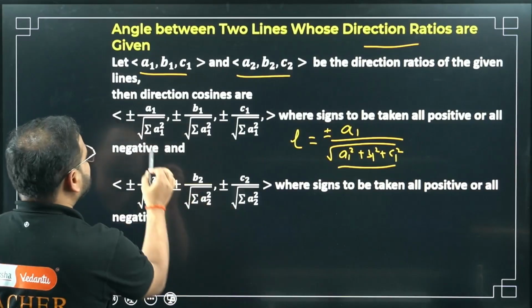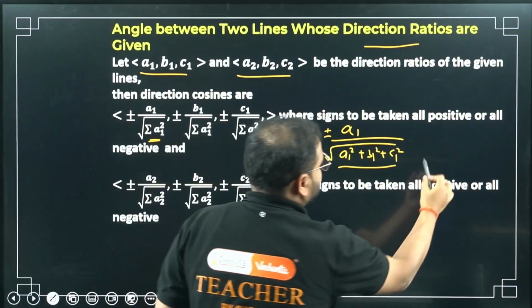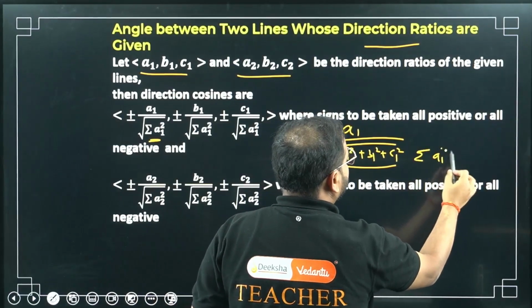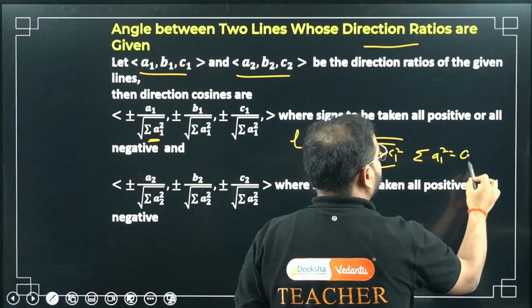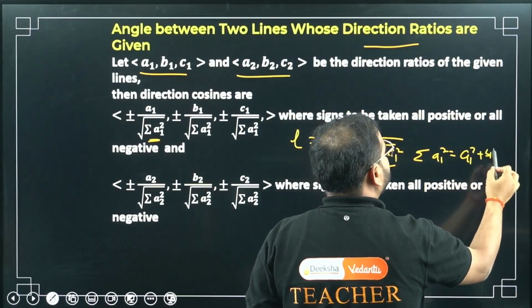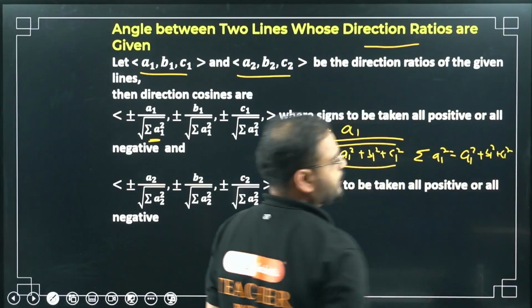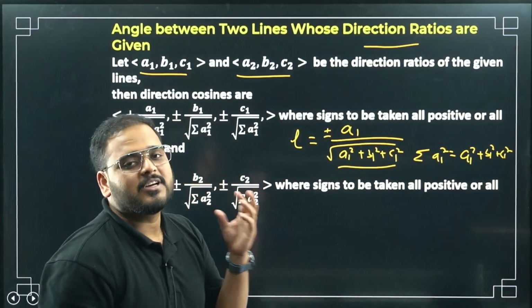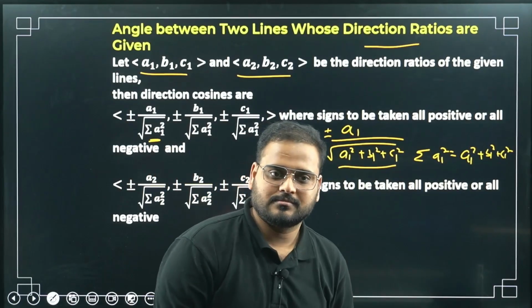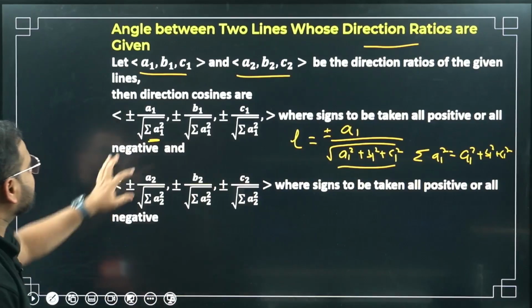What does this mean? This is the same thing, bacha. Sigma of A1 square means A1 square plus B1 square plus C1 square. Basically, summation of squares of direction ratios. Simple hai? Chaliye. So the same thing is written over here.